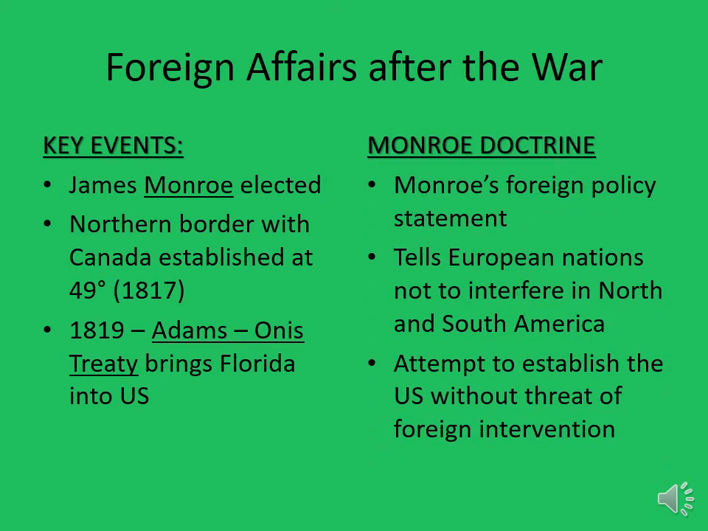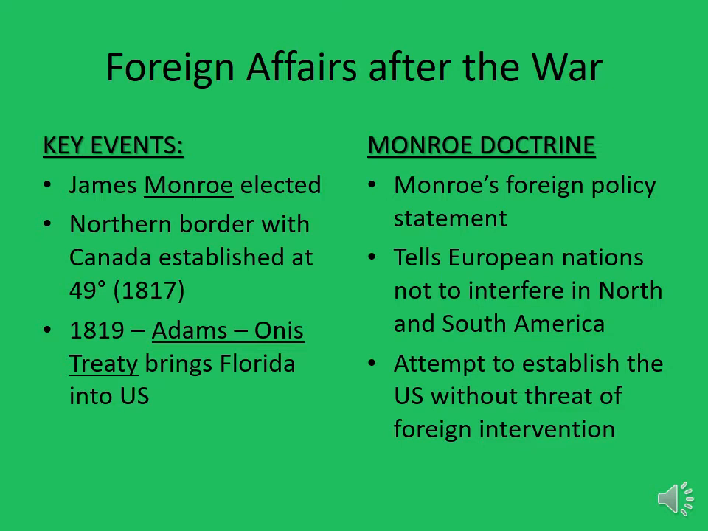So, foreign affairs after the War of 1812. Just some key events. James Monroe would be elected president. Some things underneath his presidency that happened. The northern border with Canada would be established in 1817 at what is called the 49th parallel. So basically, that straight line that borders Canada and the states of Minnesota, North Dakota, and what are now Montana.